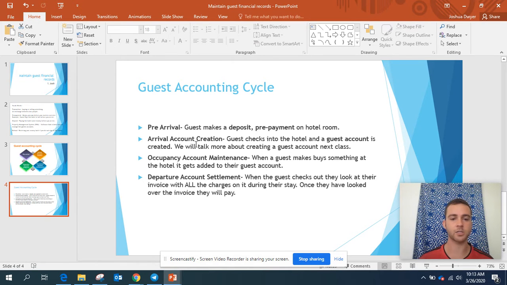But right now, I just want you to look at these words and get familiar with them, because we're going to talk about these words a lot in this class. So the arrival account creation is when the guest checks in and we create the guest account. And the guest account is where all the charges will go.